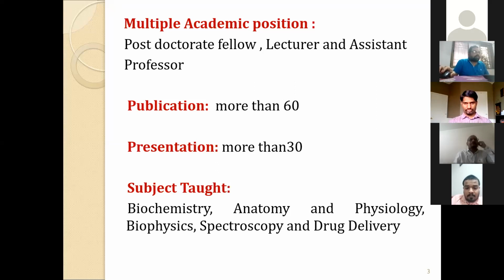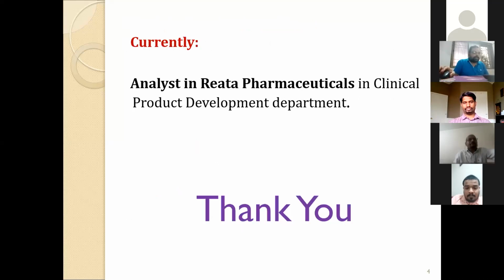Dr. Sangram sir is currently working as an analyst at Reata Pharmaceuticals in the clinical product development department. His role is at the crossroads of medical writing, regulatory, and clinical research activities. We at Annasaheb Dange College of Pharmacy Ashta are very grateful to have such an eminent personality joining us from 15,000 kilometers away. So I request Dr. Sangram Raut sir to please guide our students and start your session. Please, sir.